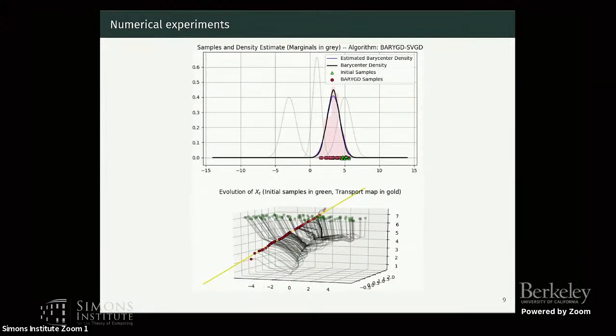Here is the same thing, but with 3 marginals, which is why we have this 3D drawing at the bottom. We are again in dimension 1, with also about 50 particles, and the same thing happens. So it seems to be working. We have our green points over there, where we start. The black lines show how they move, and at some point they arrive pretty close to this golden line, which is the support of the gamma star that we are trying to approximate.